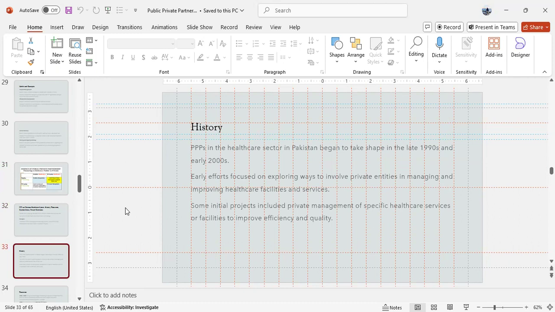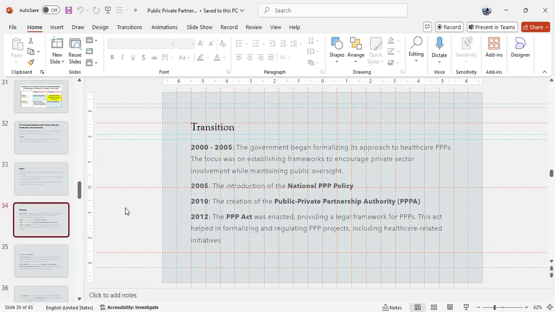History. Public-private partnerships in the healthcare sector in Pakistan began to take shape in the late 1990s and early 2000s. Early efforts focused on exploring ways to involve private entities in managing and improving healthcare facilities and services. Some initial projects included private management of specific healthcare services or facilities to improve efficiency and quality.